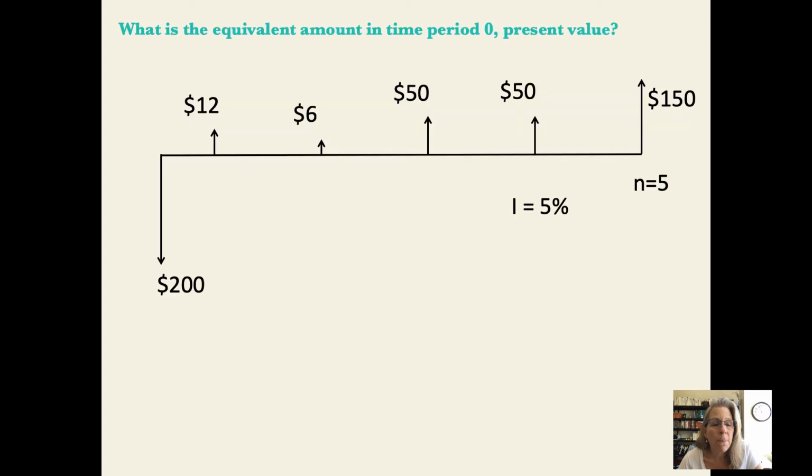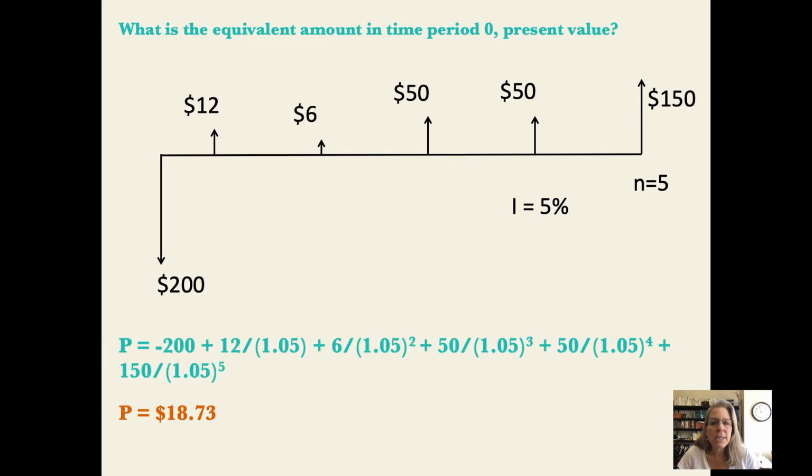Let's look at another example. So this set of cash flows is sort of common. We'll have an investment we made, and then we'll have returns, in this case over the next 5 years, $12, $6, $50, $50, $150. And what we want to know is what's the equivalent in time period 0, which is called the net present value. What's the present value of all these cash flows?